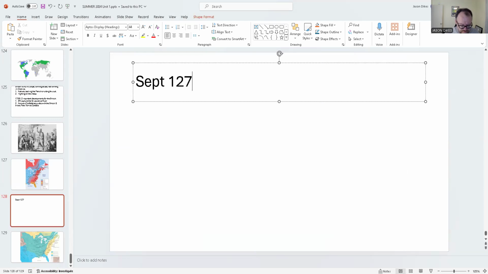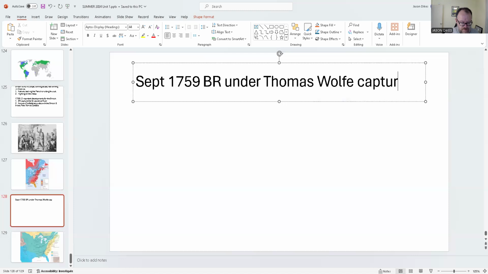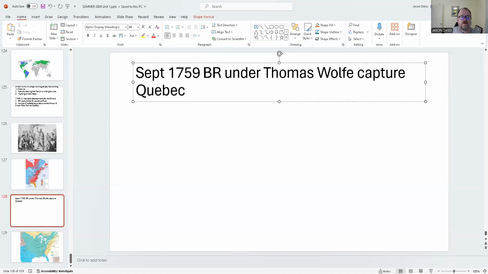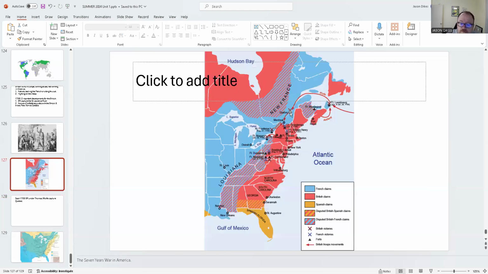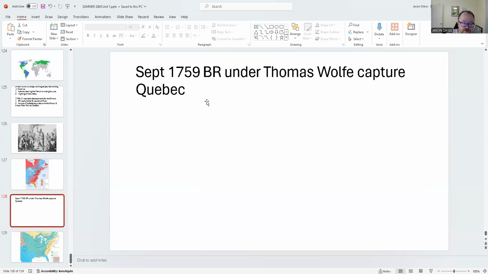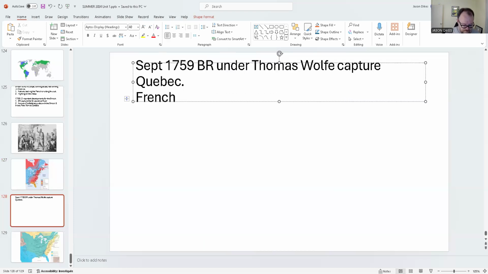In September of 1759, the British, under the command of Thomas Wolfe, capture Quebec. You can see here, and then are on the move to Montreal when the French finally decide that it's over. The French have lost in Europe, they've lost on the Atlantic, and now they're losing in America. France decides to stop fighting.